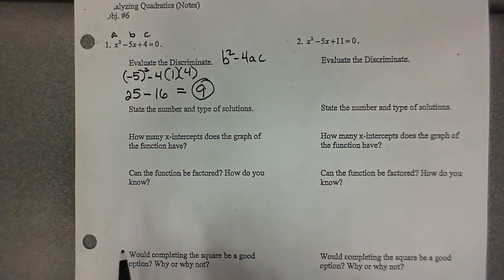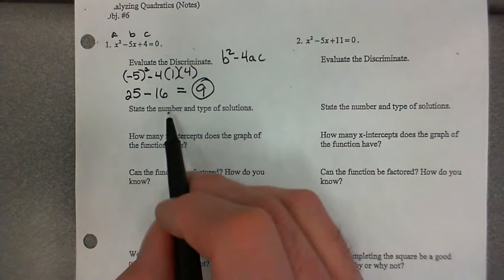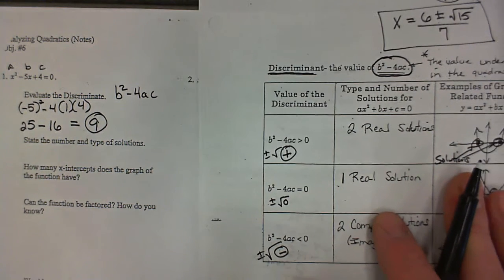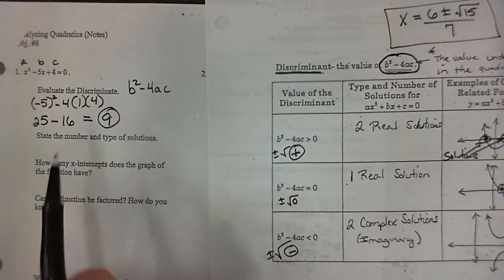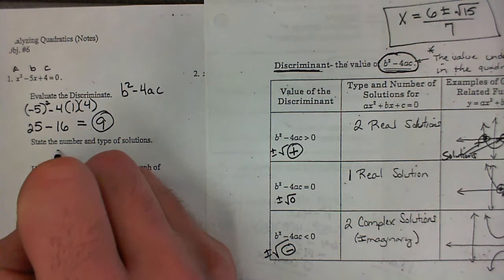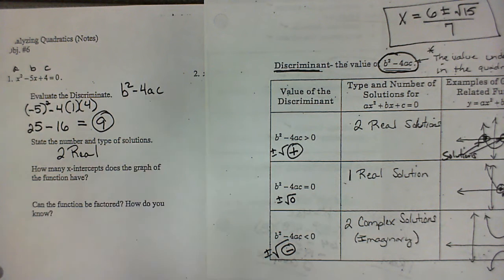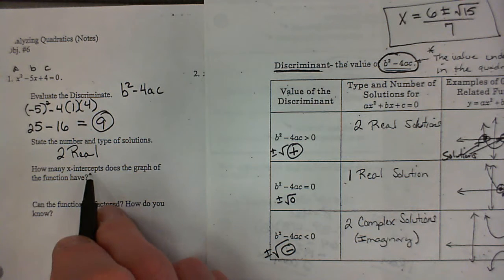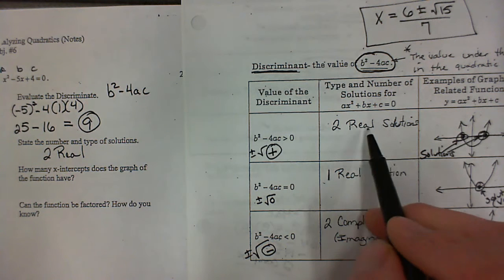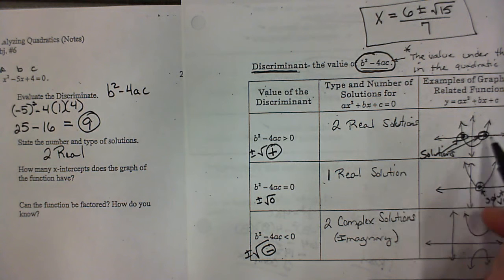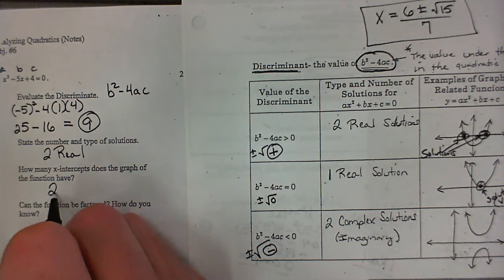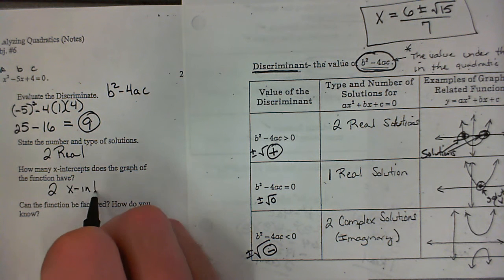Okay. Now, the next question we ask is state the number and type of solutions. Well, that comes from this chart on yesterday's assignment. Since our discriminant is positive, we're taking the square root of a positive, so that's going to be 2 real solutions. Okay. How many x-intercepts does the graph have? Well, we talked about yesterday, 2 real solutions. The graph of the parabola will cross the x-axis twice, so you'll have 2 x-intercepts.